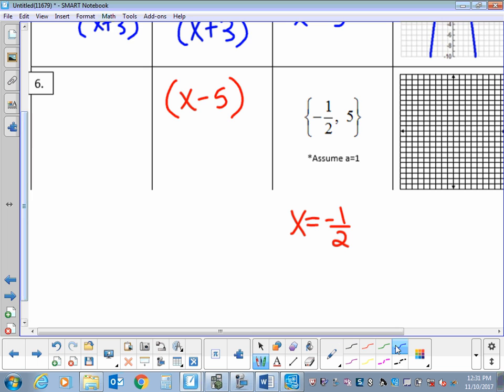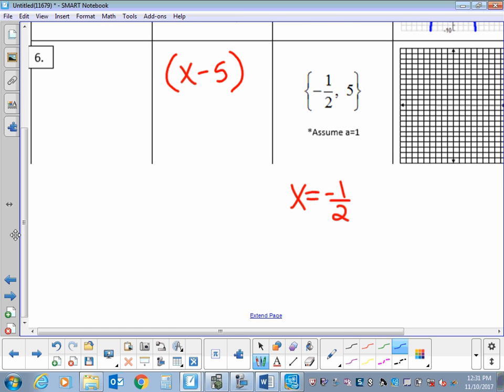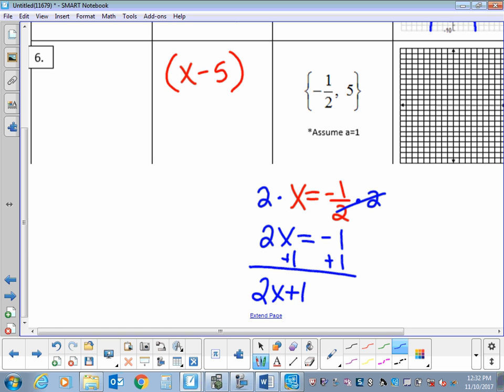What I'm going to do is I need to move it to the left side. How do I move negative 1/2 to the left side? Multiply by 2. So that cancels out. So I have 2x is equal to negative 1. How do I move the negative 1 over? Add 1. So what's my factor? 2x plus 1.